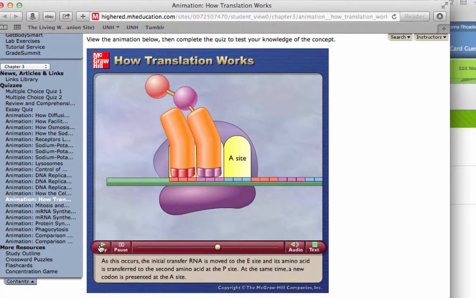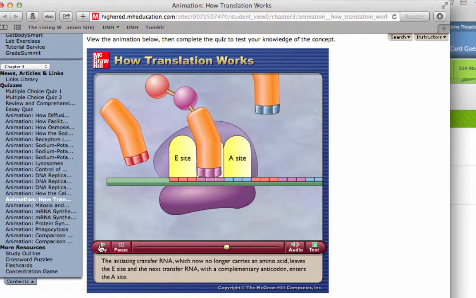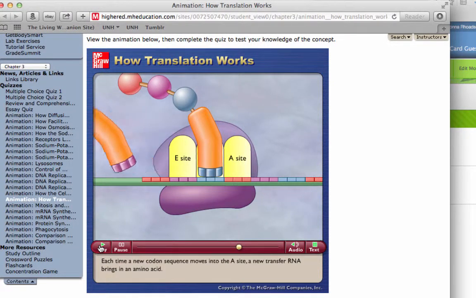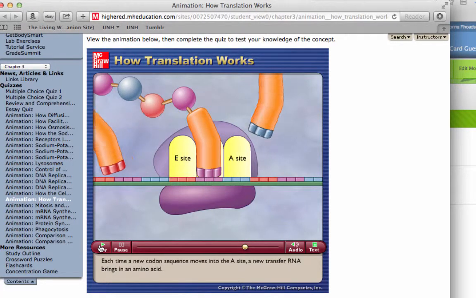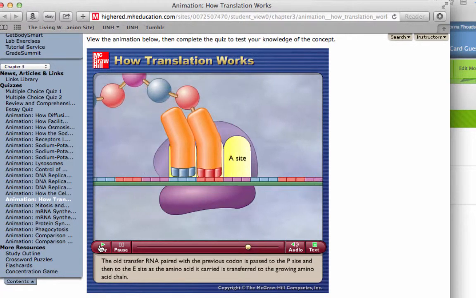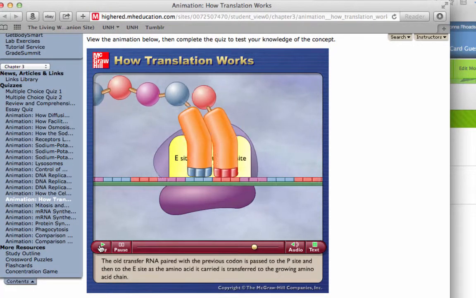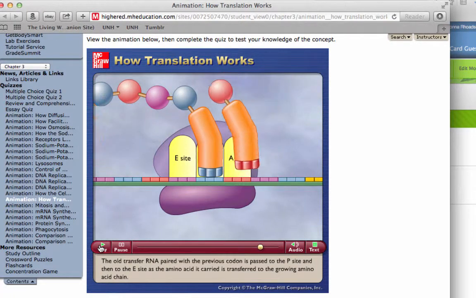At the same time, a new codon is presented at the A site. The initiating transfer RNA, which now no longer carries an amino acid, leaves the E site, and the next transfer RNA with a complementary anticodon enters the A site. Each time a new codon sequence moves into the A site, a new transfer RNA brings in an amino acid. The old transfer RNA paired with the previous codon is passed to the P site and then to the E site as the amino acid it carried is transferred to the growing amino acid chain.